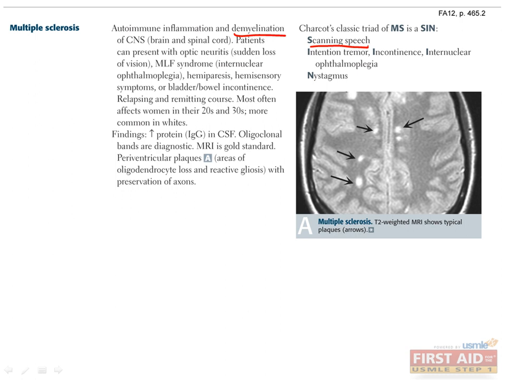Internuclear ophthalmoplegia, which was described earlier, is nearly pathognomonic for MS and is most often bilateral. A mnemonic that might help you remember the characteristics of MS is SIN for scanning speech, several things with I, intention tremor, incontinence, internuclear ophthalmoplegia, and nystagmus.